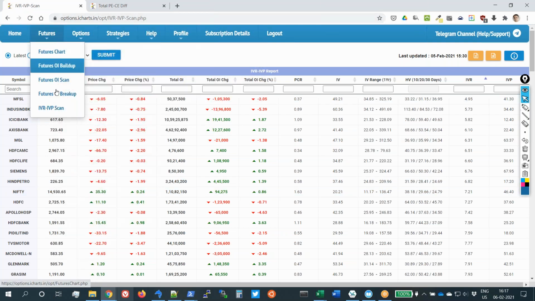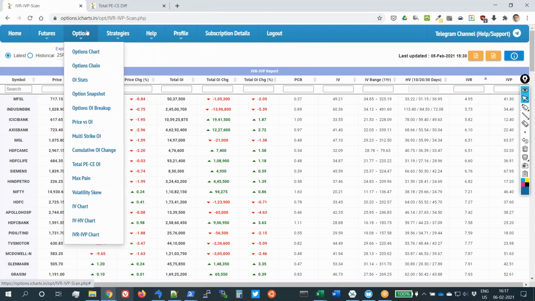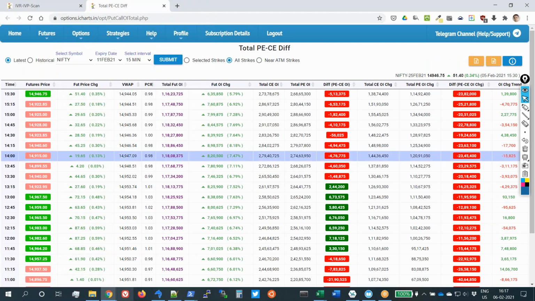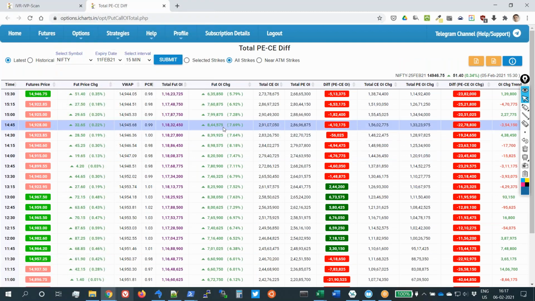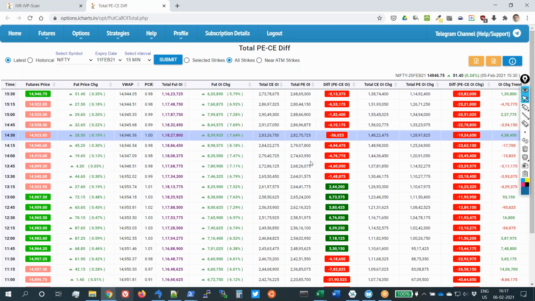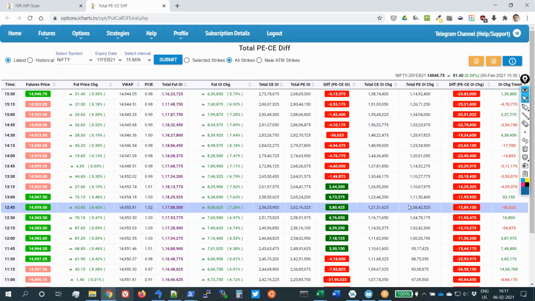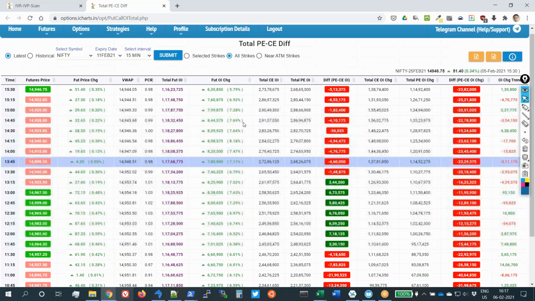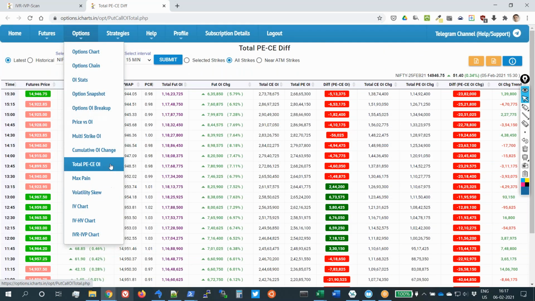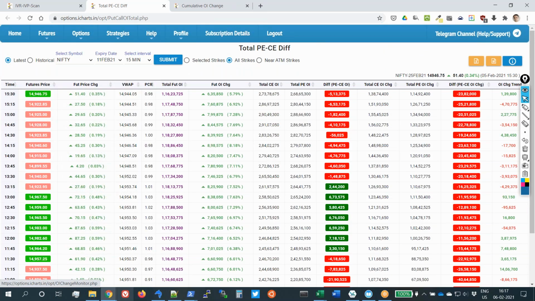That's about the IVR IVP scan. So this is done. Let me take one thing. First thing in the morning for intraday trading, this would be, of course, one of the tools you would keep open. The other I would suggest is cumulative OI change.